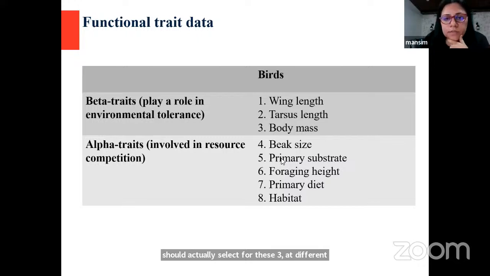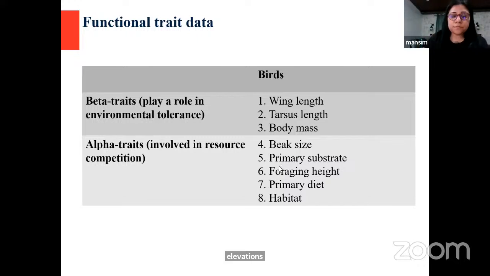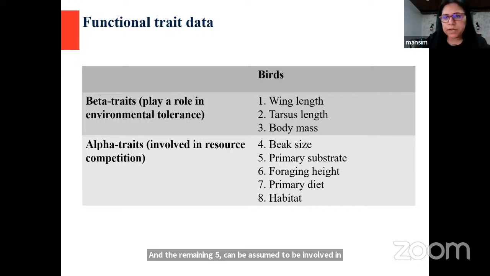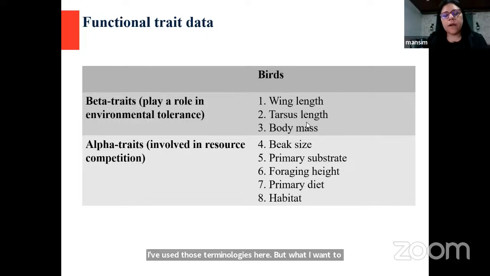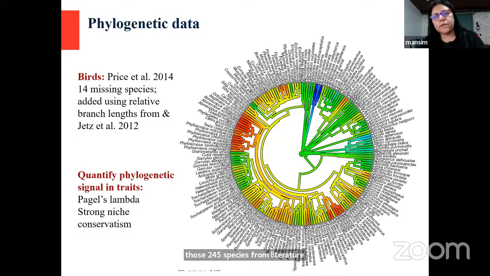And the remaining five traits can be assumed to be involved in competition. The literature classifies these as alpha and beta traits, so I've used those terminologies here. But what I want to emphasize is that these three traits should be involved in environment, and these five traits, that is your beak size, which we know is involved in competition, the substrate the birds use for perching, the foraging height at which they obtain their resources, their primary diet, and the habitat in which they live, are all involved in competition between co-occurring species. So all these data on eight functional traits were obtained for all those 245 species from literature. And finally, the phylogenetic tree for those 245 species was also obtained from a previous data set.